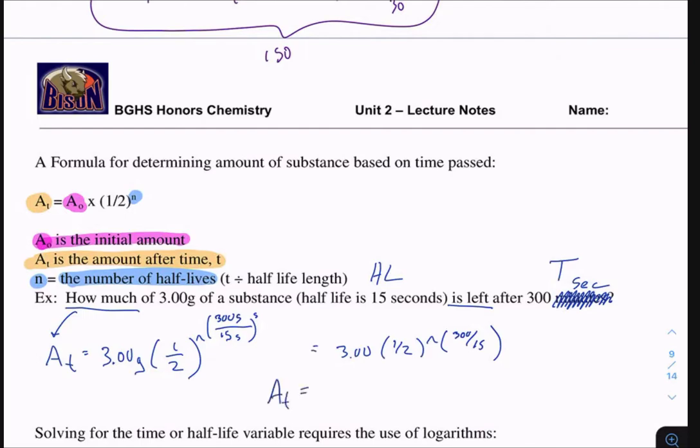So the amount that we're going to have is 2 points, we'll call it 2.9. Sig figs are a little bit of a mess here. 2.9 times 10 to the negative 10th grams. Did you guys get that? Okay.